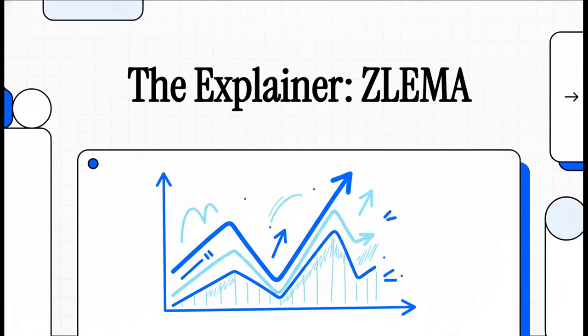Welcome to the Explainer. Today, we're tackling a really common frustration for traders, indicators that always seem to be a step behind the market. We're going to explore a tool designed to fix that, one that promises a more responsive, real-time view of trends. It's called the Zero Lag Exponential Moving Average, or ZLMA.